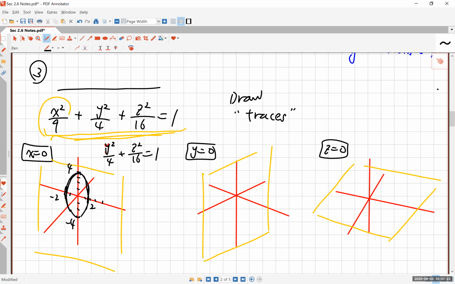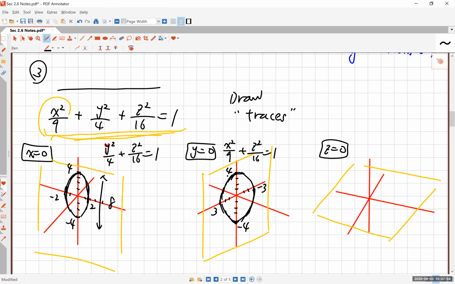If y is equal to 0, your equation will be x squared over 9 plus z squared over 16 is equal to 1. You are still picking these points: 1, 2, 3, 4. At this time, you go 3 units in the x and negative x directions. It'll be an ellipse with the same height, from top to bottom, height 8. But this time it'll be a little wider, because this is 3 and this is negative 3.